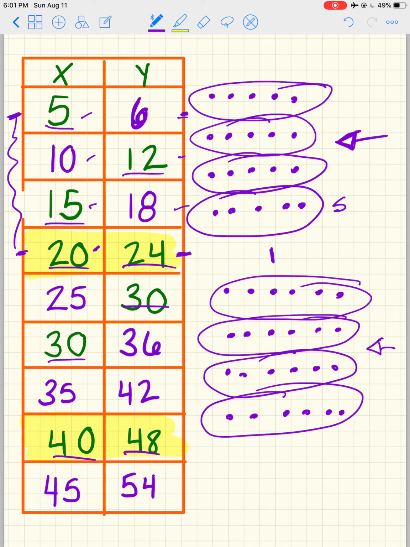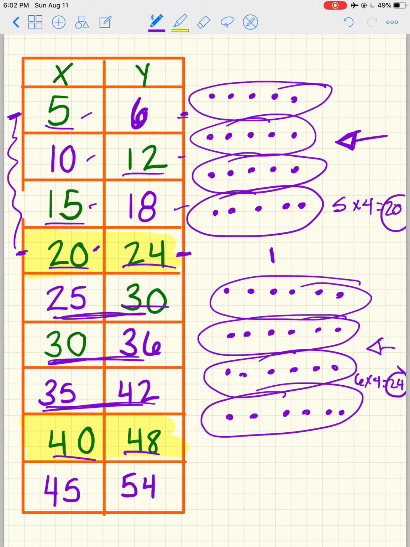These are groups of 5. These are groups of 6. And again, that gives us our answers of 20 and 24. So there's a couple different ways you can check your answers. Again, you can do it for every single one of these.